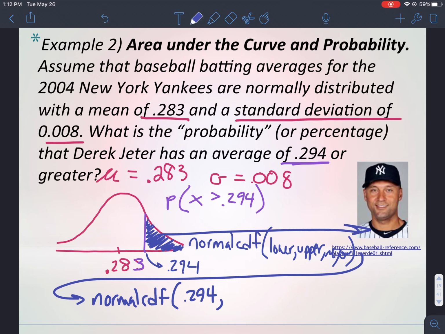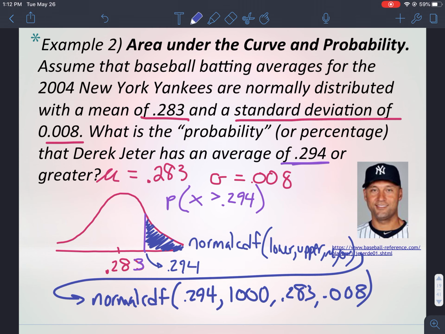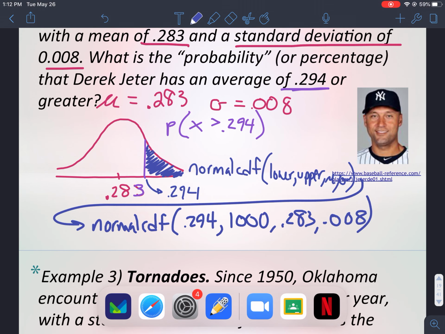So we just need to pick a really, really large positive average, and we can pick something like 1,000. We don't need a huge number in this scenario because 0.283 is the average and the standard deviation is so small. So we could pick 100, we could even pick 10 and probably get a pretty good answer. But we'll just stick with putting 1,000. And where the mean is 0.283 and the standard deviation is 0.008. At this point, we need to put that information into the graphing calculator.